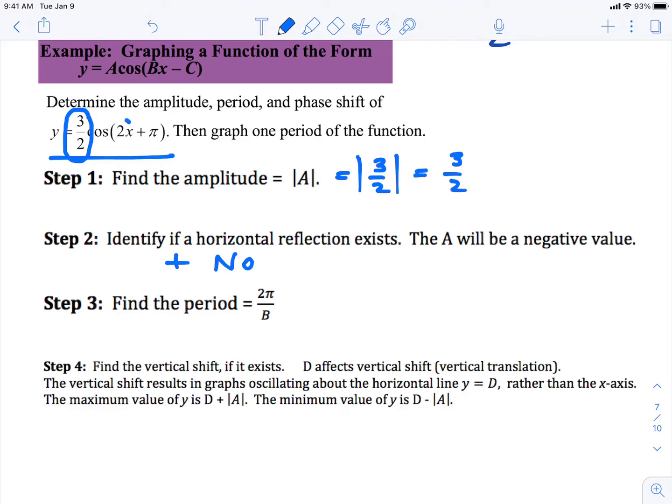Then we'll identify the length of one revolution using the equation 2 pi over b. So 2 pi over 2, because b is 2, simplify it, pi. So one revolution takes pi in length. Then we'll take care of a vertical shift if it exists. There is no d value in this equation, so we do not have a shift.